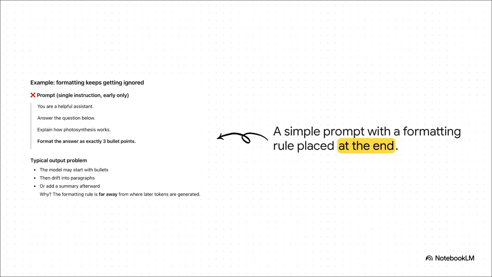Okay, let's look at a classic example. We're asking for an explanation of photosynthesis, and we've got one simple rule tucked away at the very end. Format the answer as exactly 3 bullet points. Seems simple enough, right? What could possibly go wrong? Well, as it turns out, this is basically a perfect recipe for failure.